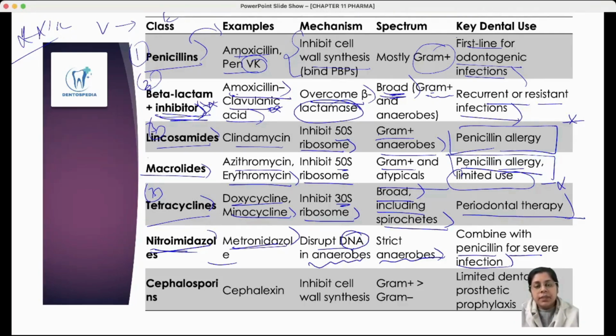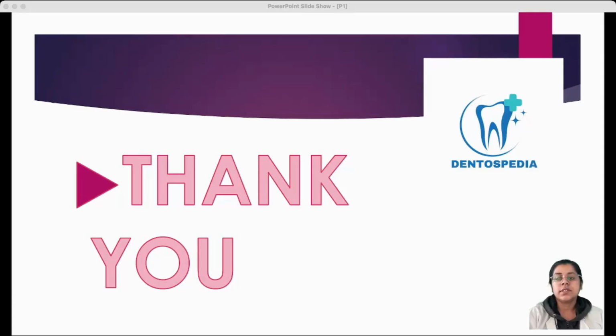And the last is the cephalosporin, like cephalexin. It inhibits the cell wall synthesis, and it inhibits both gram positive and gram negative bacteria, but more gram positive is inhibited, and it has limited dental use. For example, for prosthetic prophylaxis, you can also use cephalosporin. Now this slide is very important. You need to remember it.